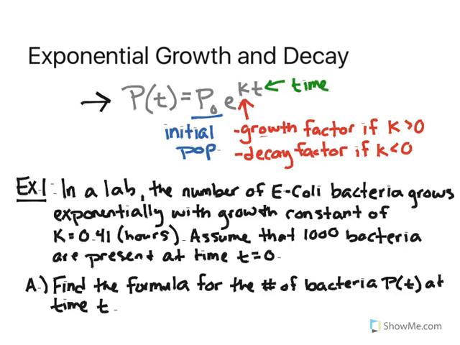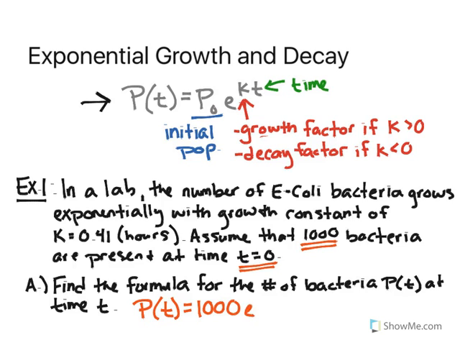And our first task is fairly simple. So what we're going to do first is do our P of t. And the first thing that we need is our initial population if it's given to us. And in this case it is. We know that we have 1,000 bacteria at t equals 0. That's an initial population. So I'm going to replace P naught with 1,000.